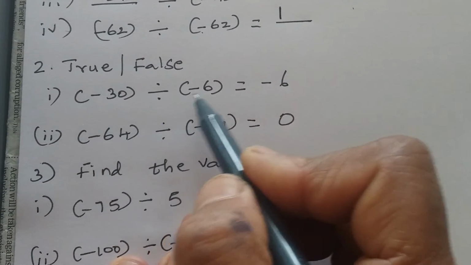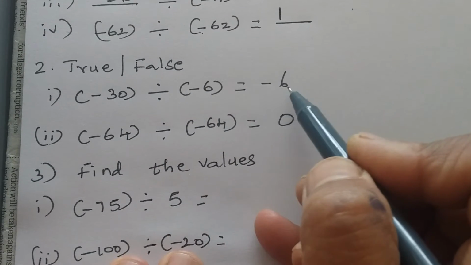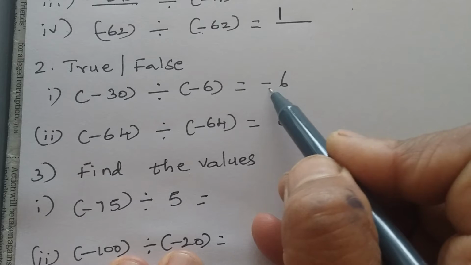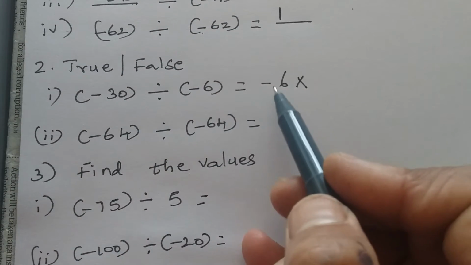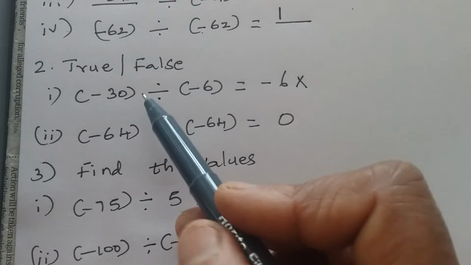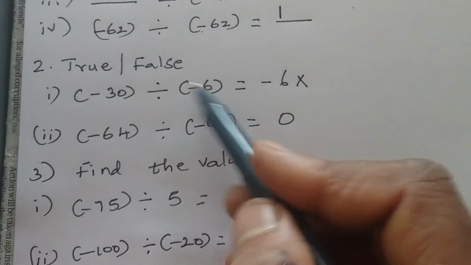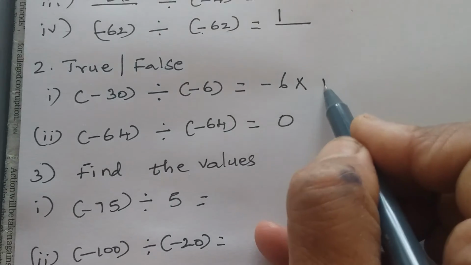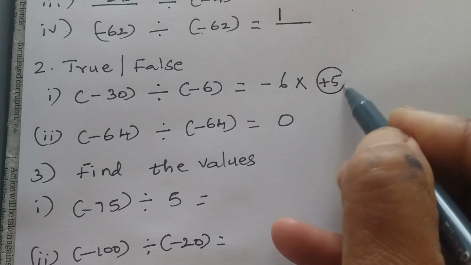Minus divided by minus. When you divide two same signs, it is positive. So even if you get the number correct, the sign itself is wrong. So this statement is false, because we have to get a positive integer, but it is negative. Even if you want, you can just check with the numbers also. 30 divided by 6 is 5, 6 5s are 30. The answer has to be plus 5, but it is given minus 6, so it is wrong. This is the correct answer.